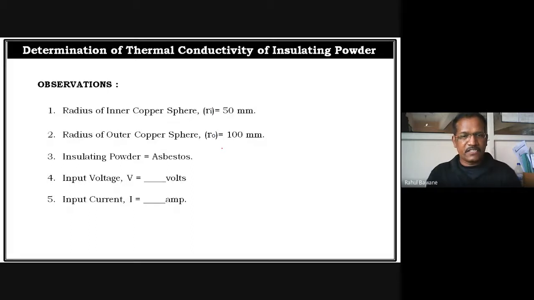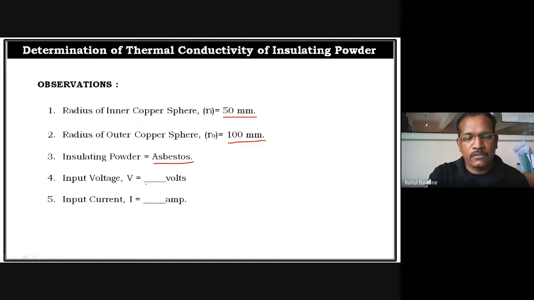Then observations. What are given? The inner sphere radius is given, that is 50 mm. The inner sphere material is copper. The outer sphere is also made of copper, and its radius is 100 mm. The insulating powder, as I said, is asbestos powder.